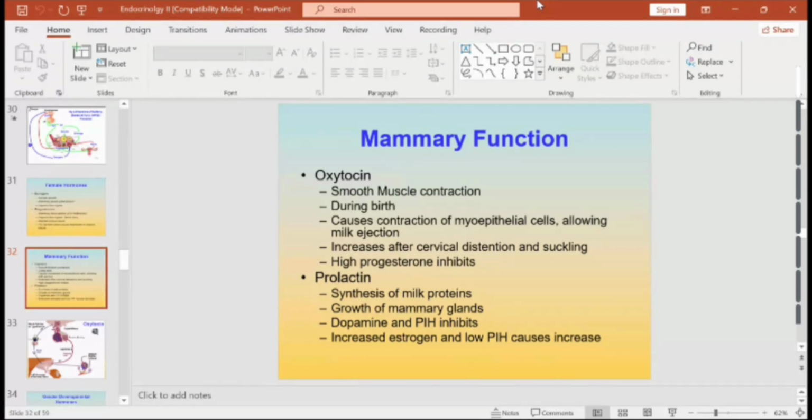We proceed on. After looking at estrogen and progesterone, we look into another hormone called oxytocin. And we said oxytocin is among the two hormones secreted from the posterior pituitary gland. But we stated that it's actually being stored at the posterior pituitary gland, but the secretion and the synthesis actually occur at the hypothalamus. Oxytocin is responsible for the smooth muscle contraction.